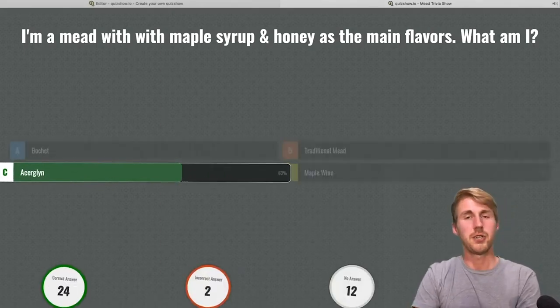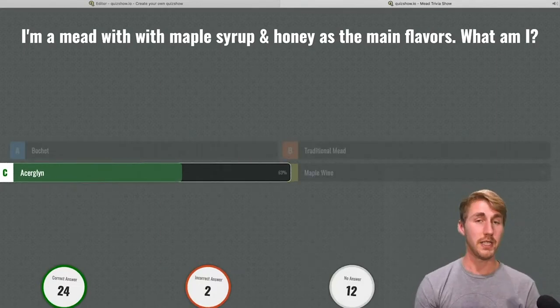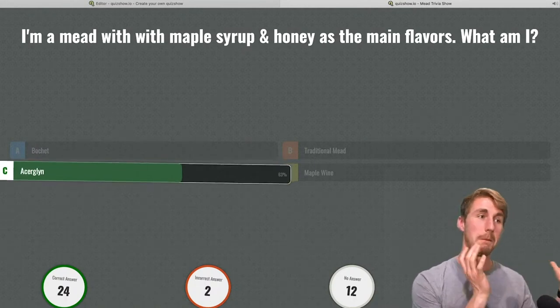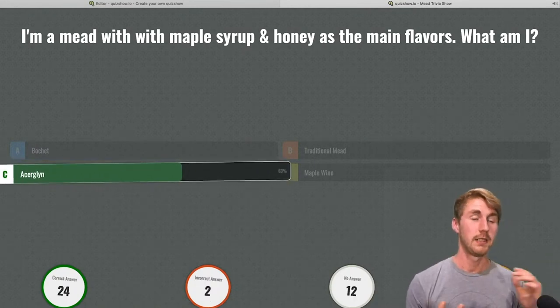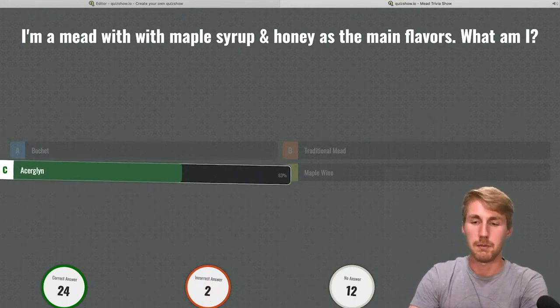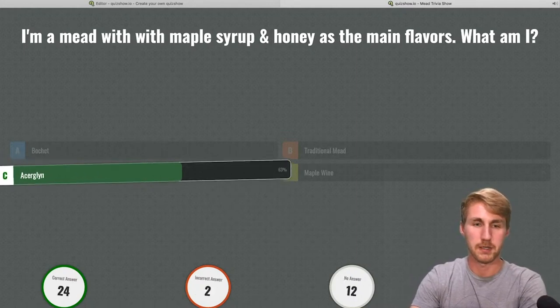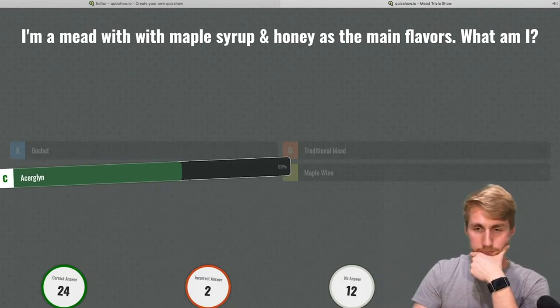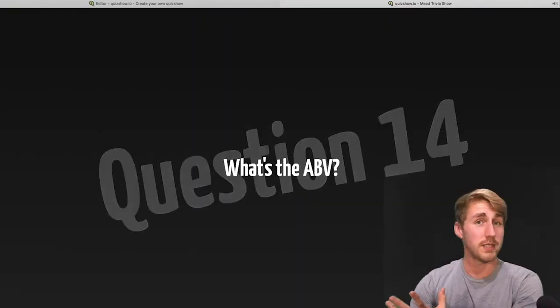An acerglyn features maple syrup with honey character as well. A maple wine is maple syrup completely. So that's what's a little tricky. Some people think that maple syrup as the base makes it an acerglyn. Not quite.